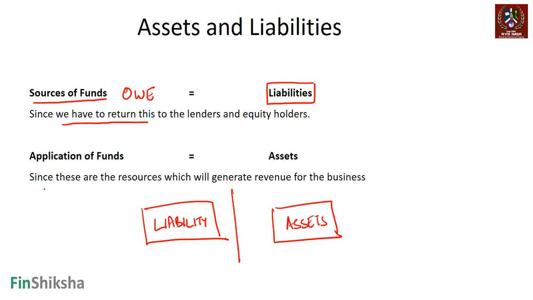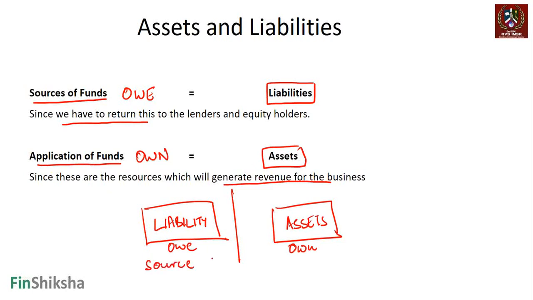Let's understand this. Application of your funds is going to generate business or revenue for the business, right? That's where you buy assets. This is what you own in the business. Liability is what you owe. Assets is what you own. This is all the source of funds. This is all the application of funds. These definitions are interchangeable, and that is important when you construct the overall contour of the business activities that a firm does, right?